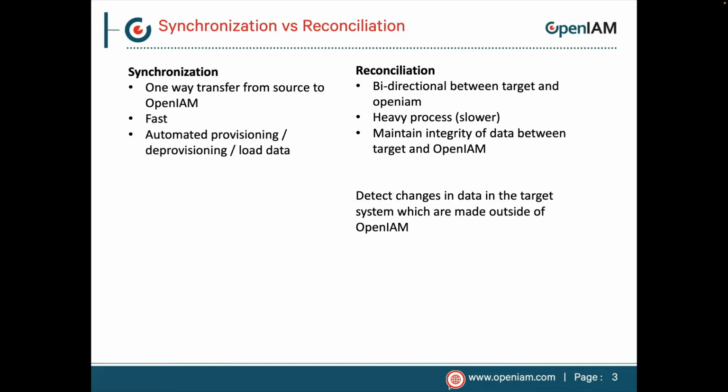The other thing to keep in mind is that reconciliation is a significantly heavier process than synchronization. Synchronization is relatively fast. It's a one-way flow, whereas because this is back and forth, we're comparing data. It's a much slower process, and the kinds of things that we can do with it are more complex, so it's a more time-consuming process to run, and we should keep that in mind when we turn this on.